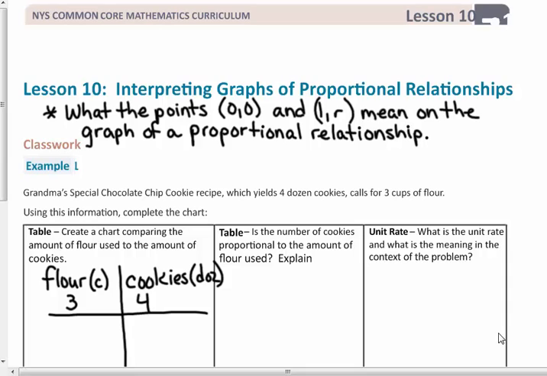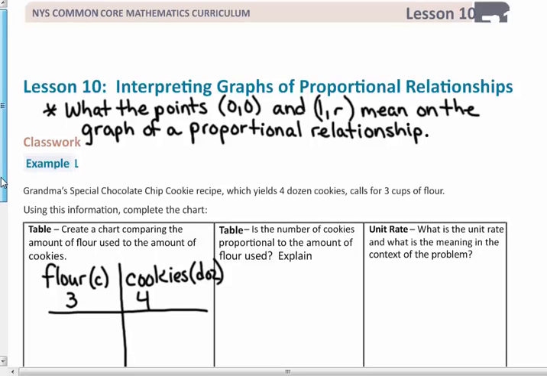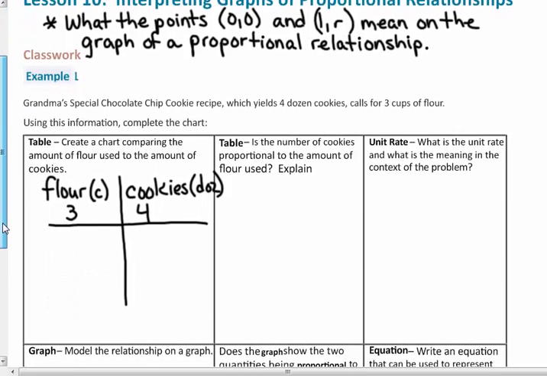Advanced Notes, Lesson 10, Interpreting Graphs of Proportional Relationships. Tonight I started filling in some of the notes for you, so hopefully this will be a little bit shorter lesson than last night. So have Lesson 10 out.